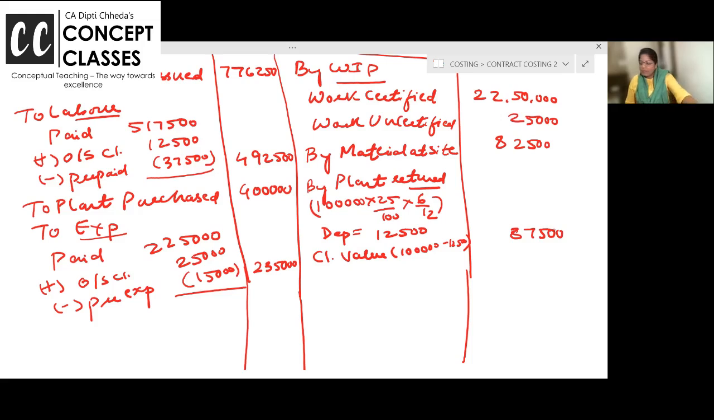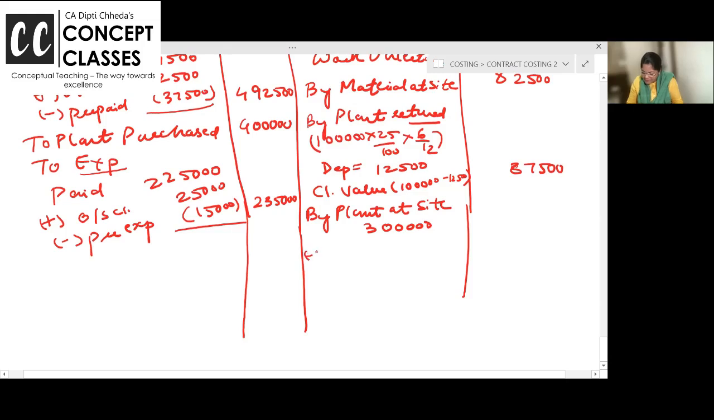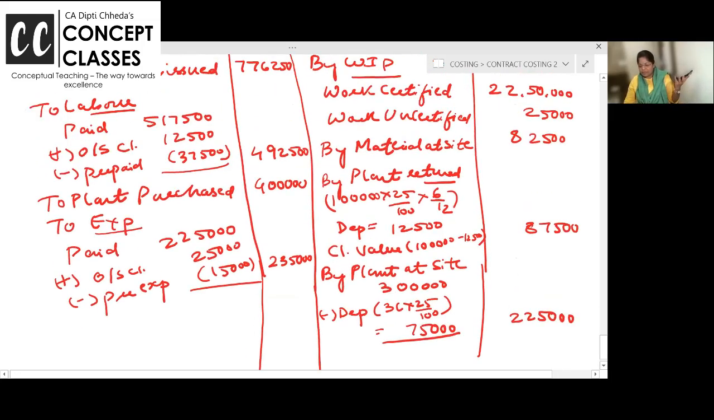Next. What else is there? Now, remaining plant is still at site, no? Still 3 lakh rupees plant is at site because 4 lakh we had sent. But you have to take a depreciation on that also. 3 lakh into 25% for the whole year, and that is 75,000. So now this is coming to how much? 2,25,000.